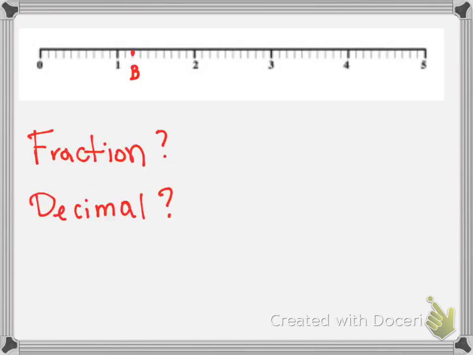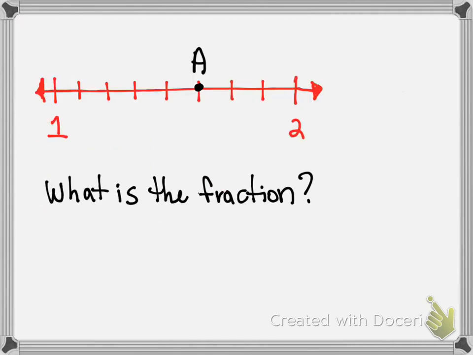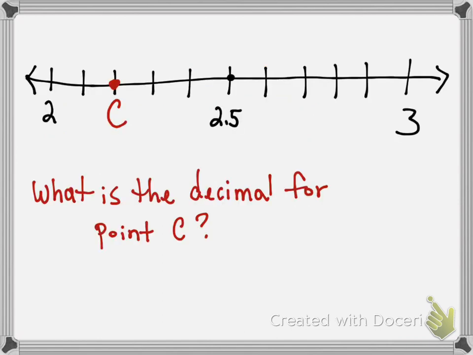All right, it's time to see what you have learned from this lesson today. Here's a number line, and I would like you to name the fraction and the decimal for point B. Try another one. What is the fraction and the decimal for point A? Try this number line. What is the fraction for point A? Be careful, it could be a mixed number too. The last number line that we'll try is this one. What is the decimal for point C?